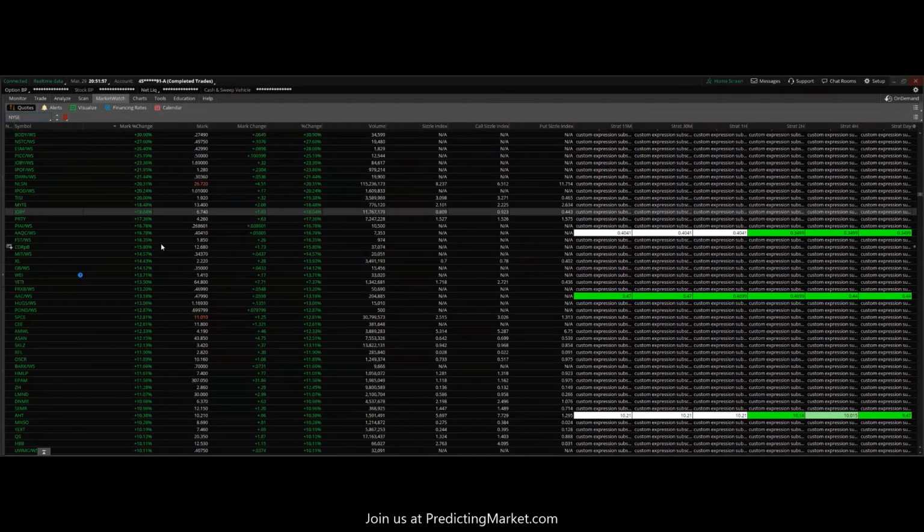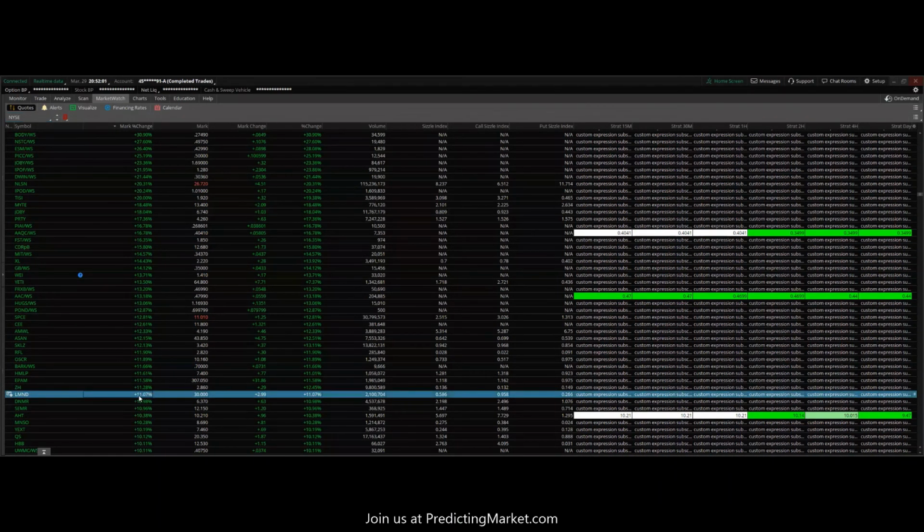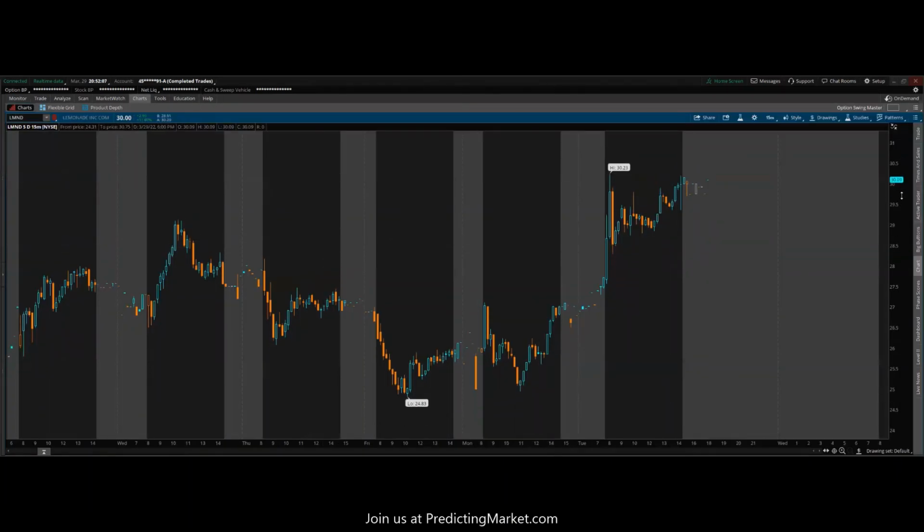So let's see, for example, Lemonade. Lemonade had an 11.07% mark change. Let's go and check what had happened. Lemonade moved so much. Currently it will probably be showing the market hours movement also, but if you check pre-market, it will show the percentage that the stock has moved before the market opens.